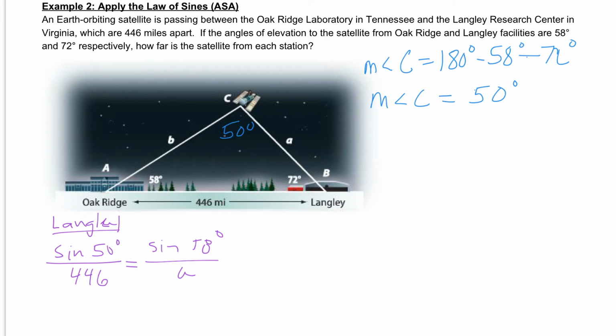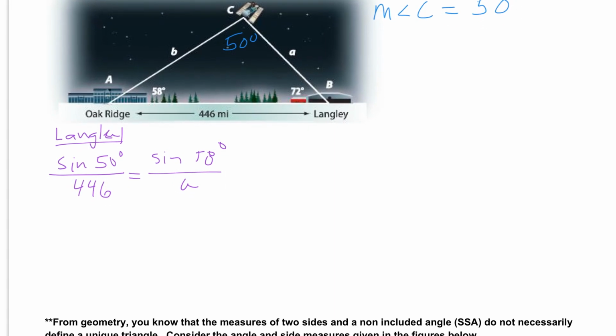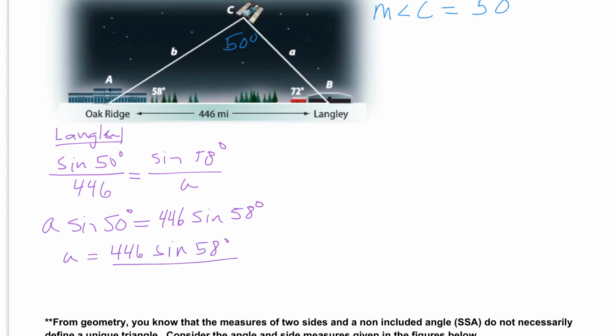Then if I go to solve for this, let's move this up a little bit, I'm going to cross multiply. And I get a times the sine of 50 degrees equal to 446 times the sine of 58 degrees. And then my last step would be to divide by the sine of 50 degrees on both sides. So a is going to equal 446 times the sine of 58 degrees, all divided by the sine of 50 degrees. And that will give us a to be approximately 493.74 miles.